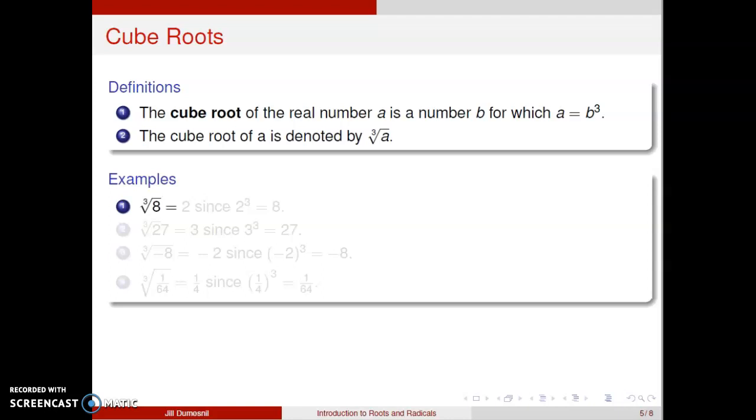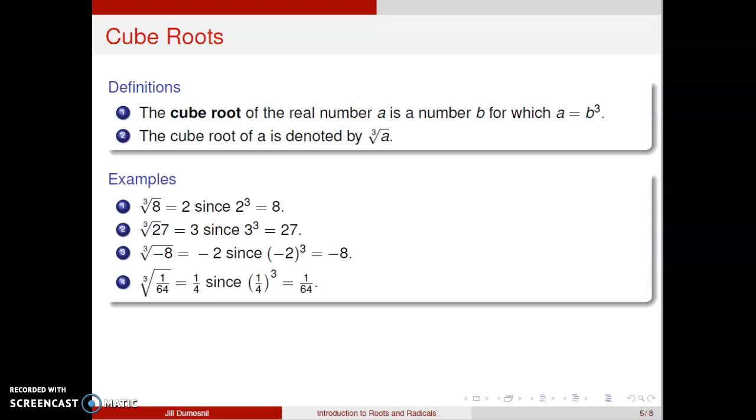The cube root of 8 equals 2, since 2 cubed is 8. Similarly, the cube root of 27 equals 3, since 3 cubed is 27. The cube root of negative 8 equals negative 2, since negative 2 cubed is negative 8. Notice that we don't have the same requirement for cube roots to be non-negative as we did with square roots. The cube root of the fraction 1 over 64 equals 1/4, since 1/4 cubed is 1 over 64.